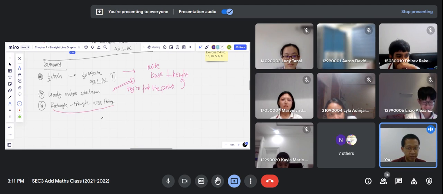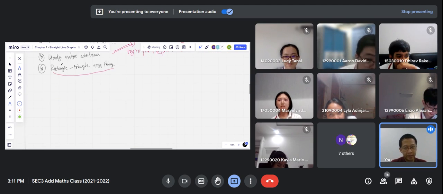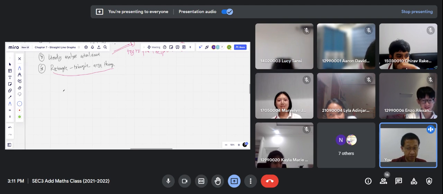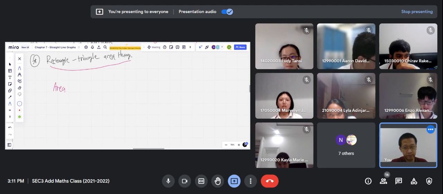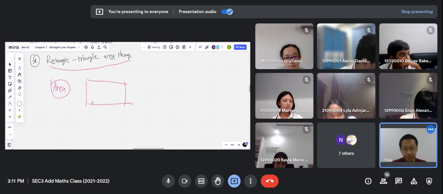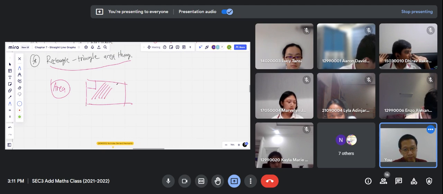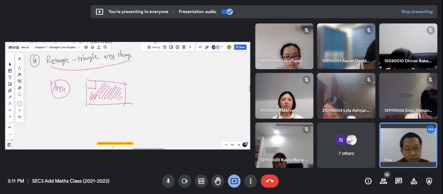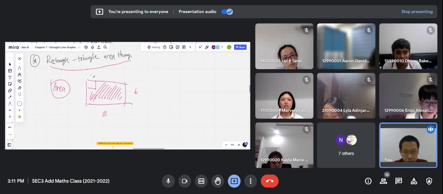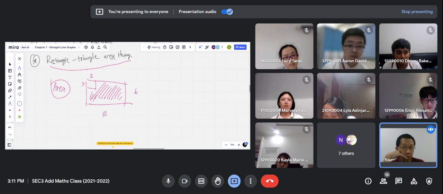Using the rectangle, triangle, area thing. Let me go back to primary level mathematics. Okay, we're talking about area. If I have a rectangle like this, and I want to find this area, the shaded region, what will you do? Let's say this is 10, this is 6, this is 2, this is 3. How do you find the area? What will you do?